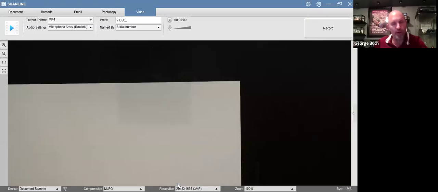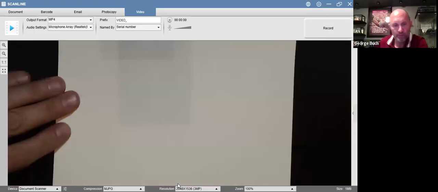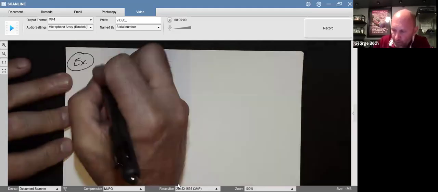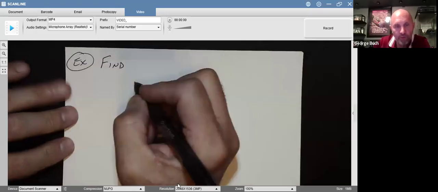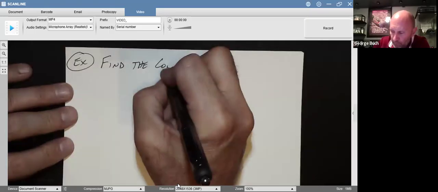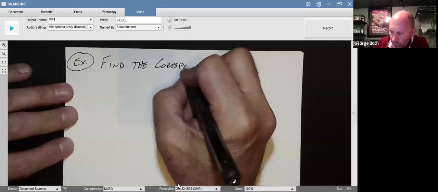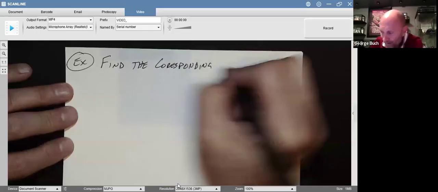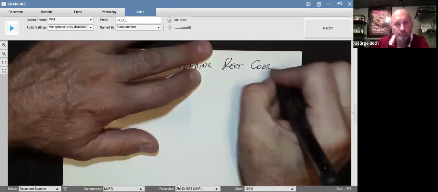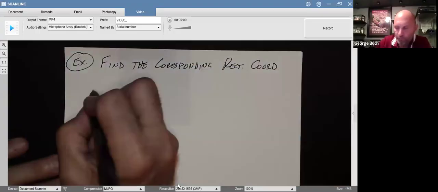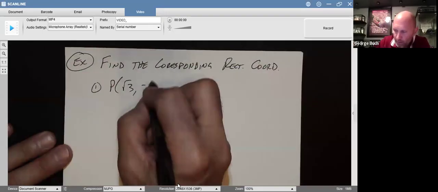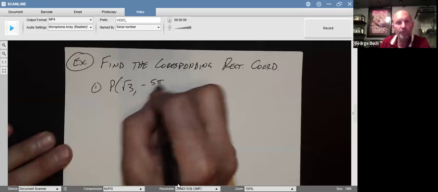All right, the next set of problems. So we're given some polar coordinates. We want to find the corresponding rectangular coordinates. So the first one, my point is square root of 3, negative 5 pi over 6.